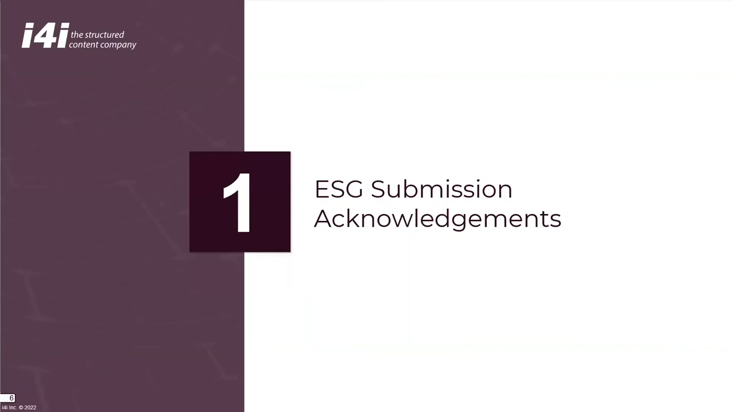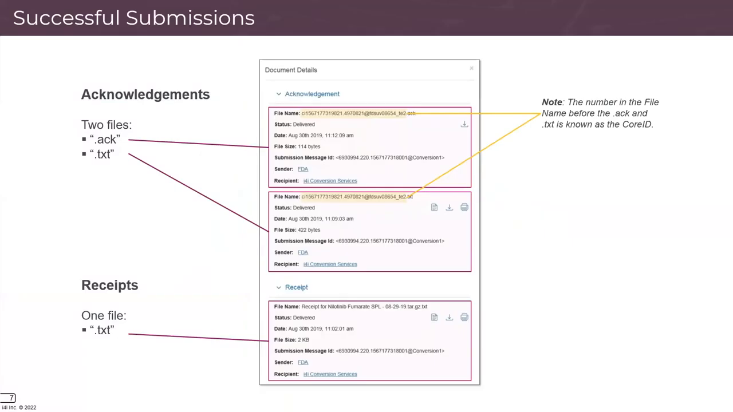Thank you, Amanpreet. Good afternoon, everyone. So in this section, we'll give a brief explanation of acknowledgements received after submitting an SPL to the ESG. When an SPL has been successfully submitted via the ESG, you'll receive two acknowledgement files and a receipt file. The acknowledgements will have the extensions .ack and .txt. The receipt is always a .txt file.